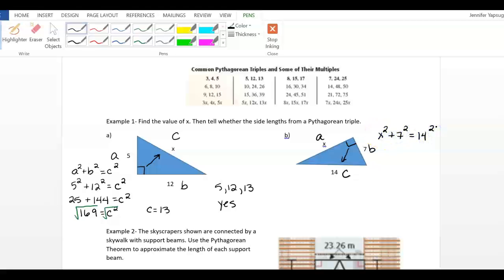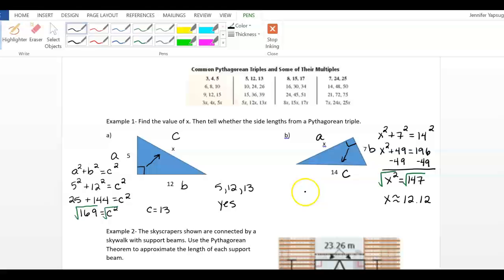All right, so I'm going to go ahead and evaluate my squares. So I get x squared plus 49 is equal to 196. Then I'm going to subtract 49 from both sides. And I get x squared is equal to 147. And just like in the last problem, I need to find the square root of both sides. So I'm going to plug that number into my calculator, and I get x is approximately 12.12.